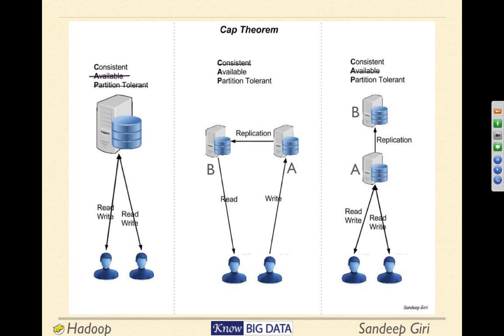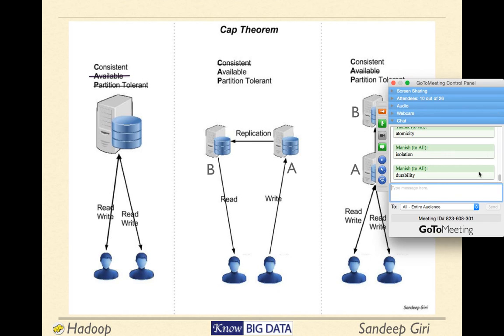As you can see in these three diagrams, none of the architectures are really giving us all three of CAP. The first one, our traditional RDBMS, was only consistent, not available, not partition tolerant. The second one is not consistent, while available and partition tolerant. The third one is not available but partition tolerant and consistent. So this is CAP theorem. All right. Does it make sense to you?